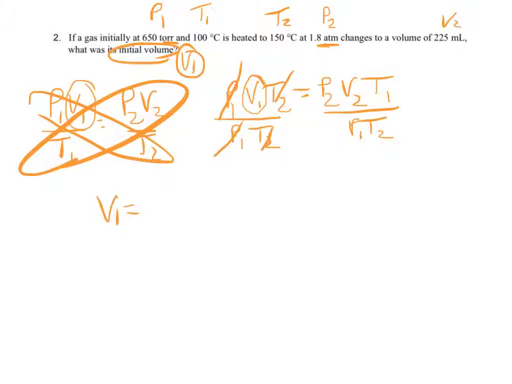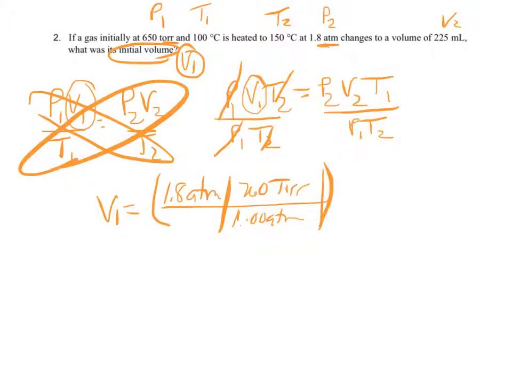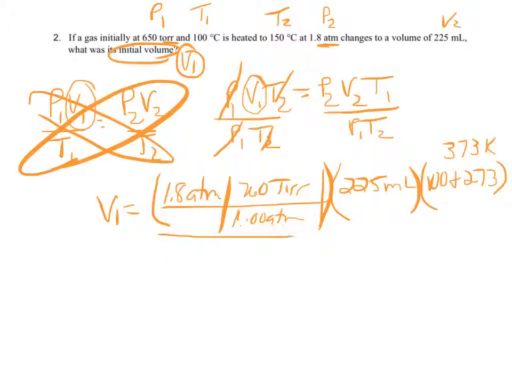So V1 is going to equal my P2, which is 1.8 atm, and it's always easier to do these things on the top, so I'm going to do my conversion to torr here. So 1 atm is 760 torr. Okay, so that's my pressure conversion. My V2 is 225 milliliters. And my T1 is 100 plus 273. Now, again, not a whole lot of sig figs on that one, so that's going to be 373 Kelvin, divided by my P1, which is 650 torr.